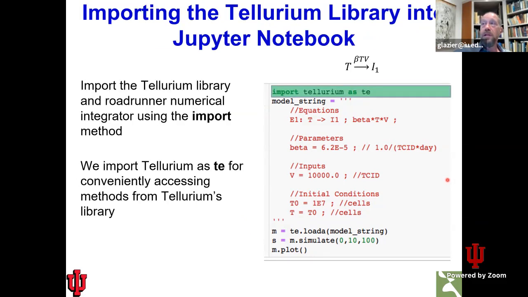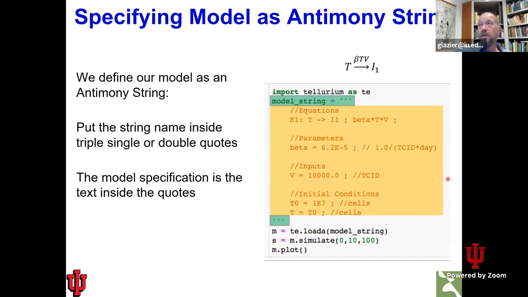Okay, so let's walk through this little program. The first line is import Tellurium as te, which we've already gone over, and that loads the library that we're going to run. The second line, model string equals triple double quote, blocks out the string that we're going to put our model in. And the yellow is the actual model specification.